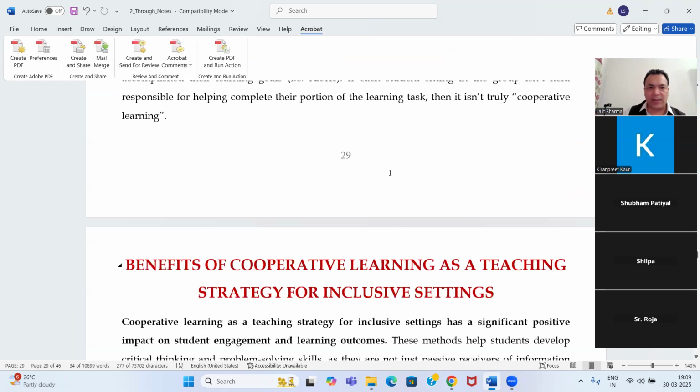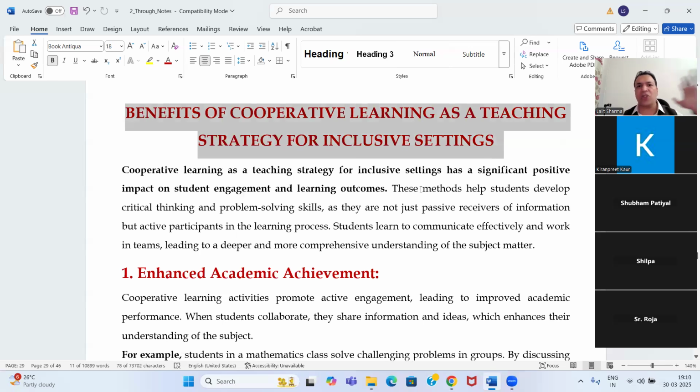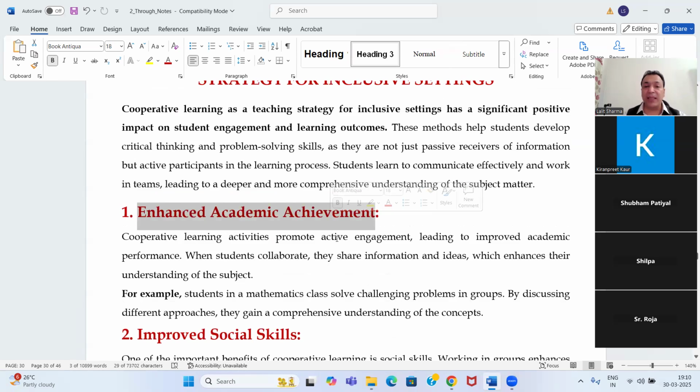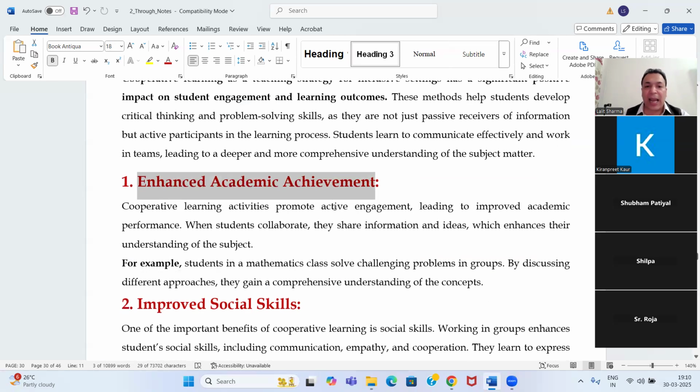So guys, now we discuss benefits of cooperative learning as a teaching strategy for inclusive setting. ठीक है, बेसिकली हमारा क्वेश्चन भी यही था. Cooperative learning as a teaching strategy for inclusive settings. तो क्या क्या करना है? नंबर 1, enhanced academic achievement. इससे क्या होता है? What happens when you apply cooperative learning in the inclusive setting, means for the general as well as for the disabled students? Then what happens? What are the benefits? Academic achievement उनकी enhance हो जाएगी बच्चों की.